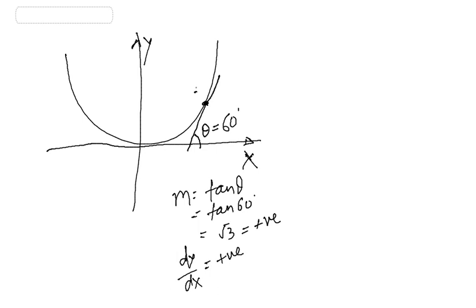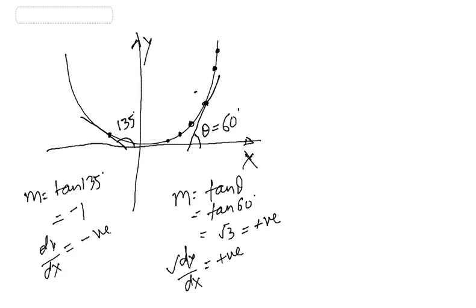What I want to convey is, if you go further to this point or this point, any point, the slope is positive, and so dy by dx is also positive. Now if you go to this point, you create the tangent and take the angle. Say this is 135 degrees. Then m is equal to tan of 135, which is minus 1. So dy by dx at this point is negative. So on the left side the slope is negative, on the right side the slope is positive.